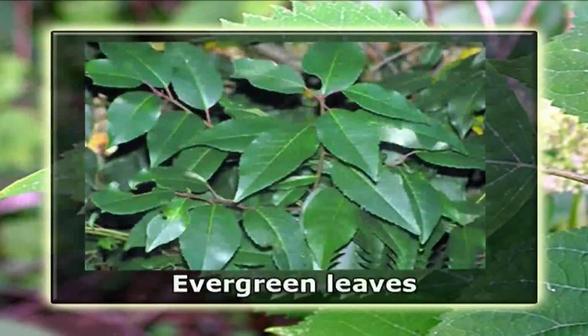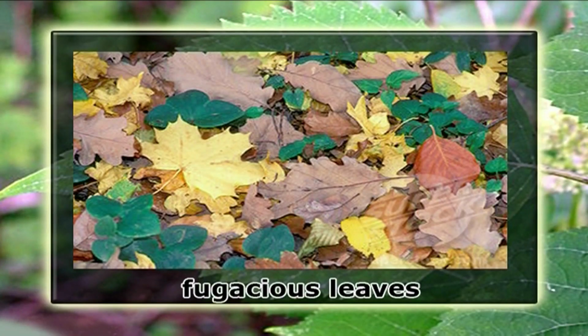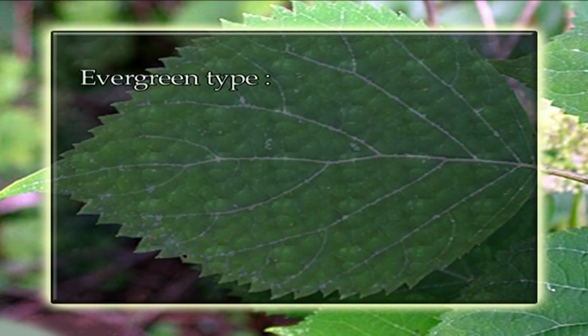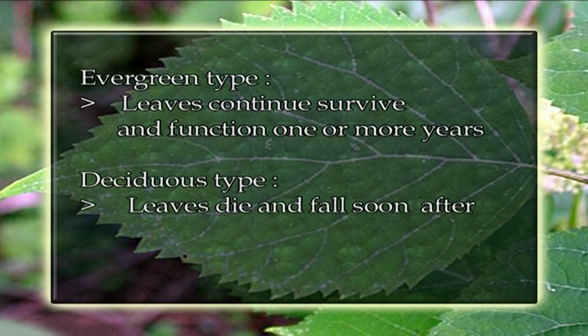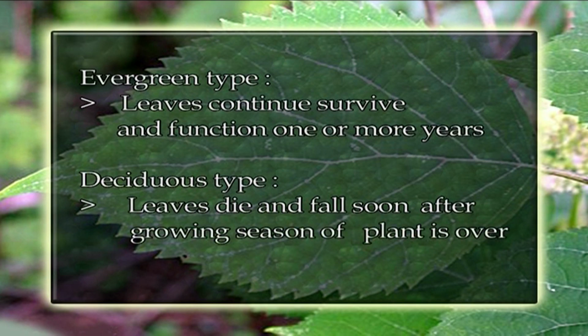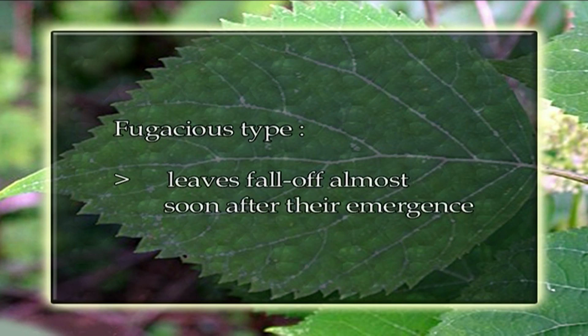Depending upon the duration, leaves are of evergreen, deciduous and fugacious types. In the evergreen type, the leaves continue to survive and function for one or more years. In the deciduous type, the leaves die and fall soon after the growing season of the plant is over. In the fugacious type, the leaves fall off almost soon after their emergence.